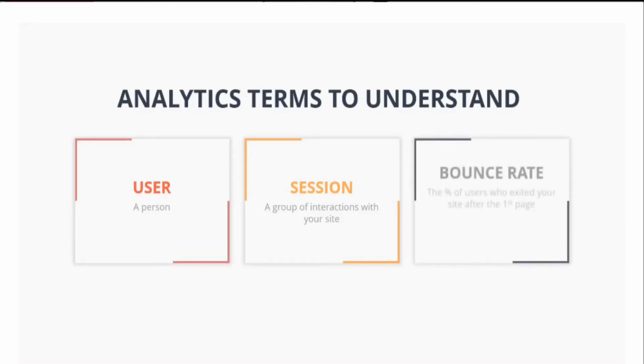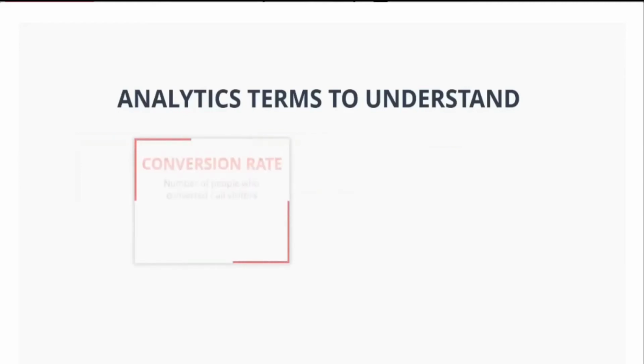Then we have bounce rate, which we mentioned in the first lesson, and this is the percentage of users who exited your site after the first page. So they just landed on, let's say, your home page, not interested, and they left. That would be a bounce. Then there is conversion rate, which will also come up in general throughout the course, and it doesn't just apply to analytics, as it's just referring to the number of people who have converted divided by all visitors.